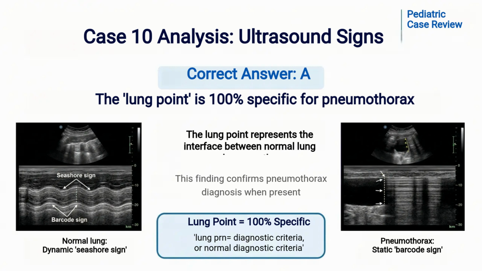On M-mode ultrasound, normal lung produces the seashore sign with a grainy lower portion. Pneumothorax produces the barcode sign with horizontal lines throughout. Pleural effusion shows fluid between layers and does not produce absent sliding in the same pattern. The lung point sign is a definitive diagnostic finding when present.